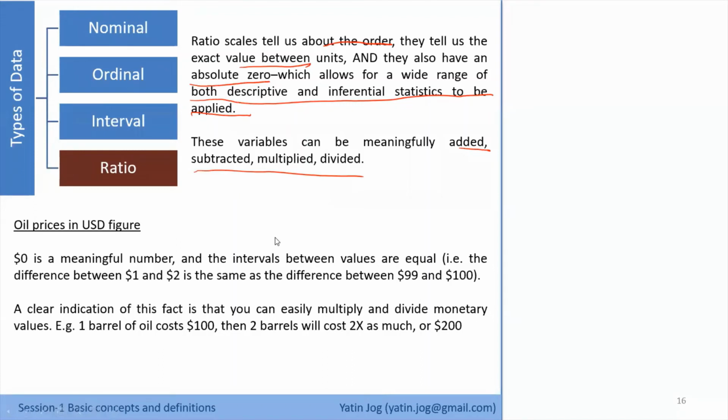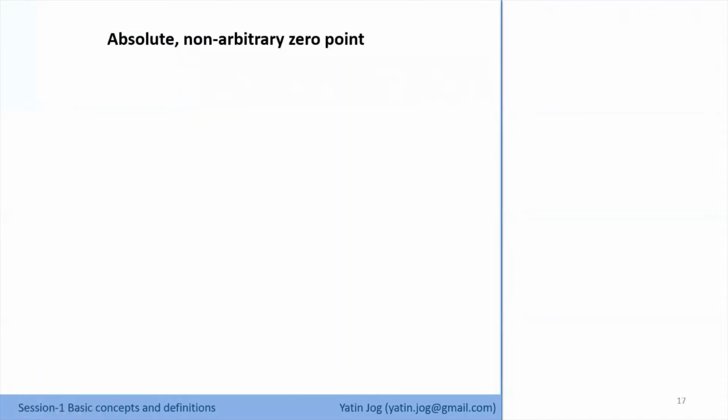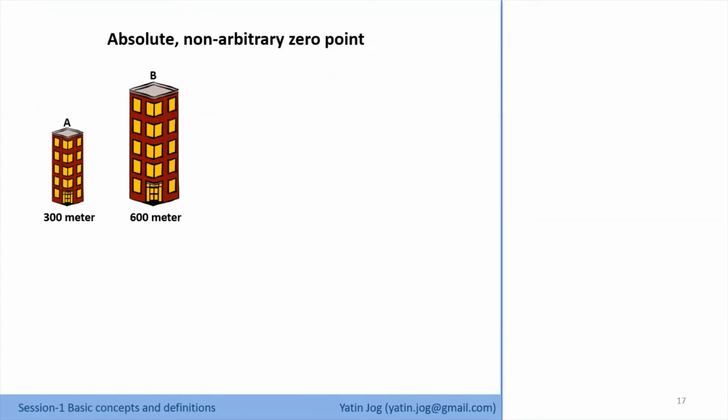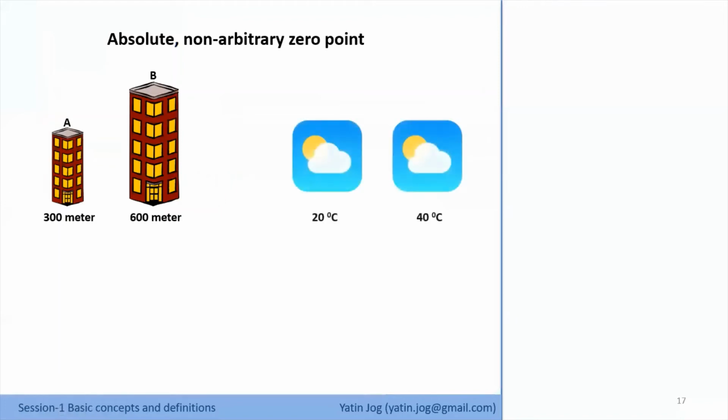Now I'll go into more details about what is ratio, what is interval, and what is true zero. What is the meaning of true zero, or absolute zero, non-arbitrary zero? I'll take two examples. The first is the height of buildings. I have two buildings, building A and building B. The height of building A is 300 meters and the height of building B is 600 meters. Then I'm taking a second example, which we discussed for the interval scale, which is temperature. The temperature of city 1 is 20 degrees centigrade and the temperature of city 2 is 40 degrees centigrade. So I'm now going to compare these two examples, height and temperature.